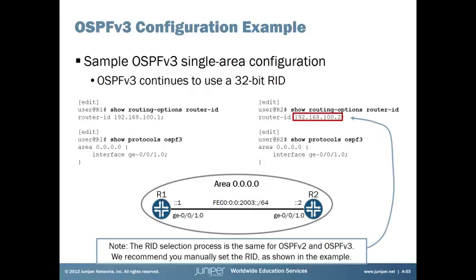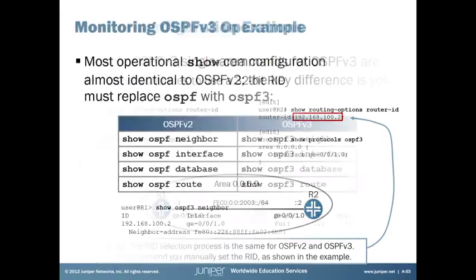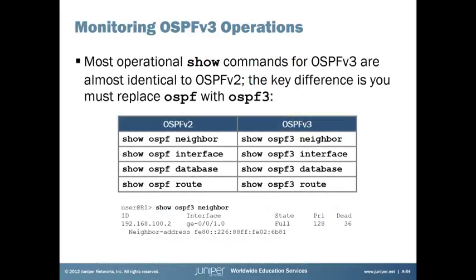With setting up our protocol here, we've got show protocols ospf3. So we've included our interfaces under the OSPF3 protocol. And when we're taking a look at protocols, we'll go show protocols ospf3. So instead of OSPF, it's OSPF3. Same goes for neighbors and the other commands that we use with OSPF version 3. You do put the 3 after the OSPF. Look at your neighbors, interfaces, database, and routes.